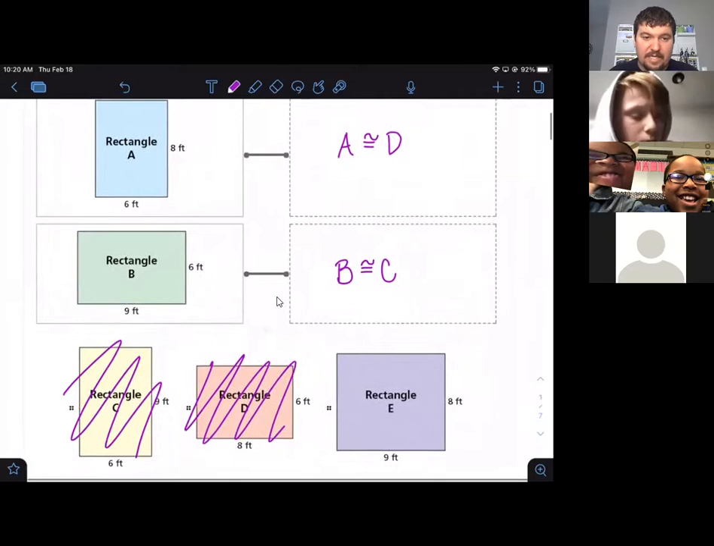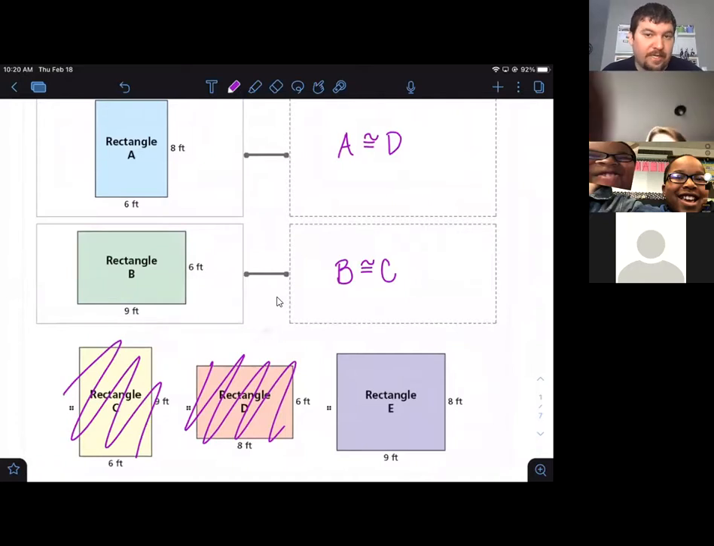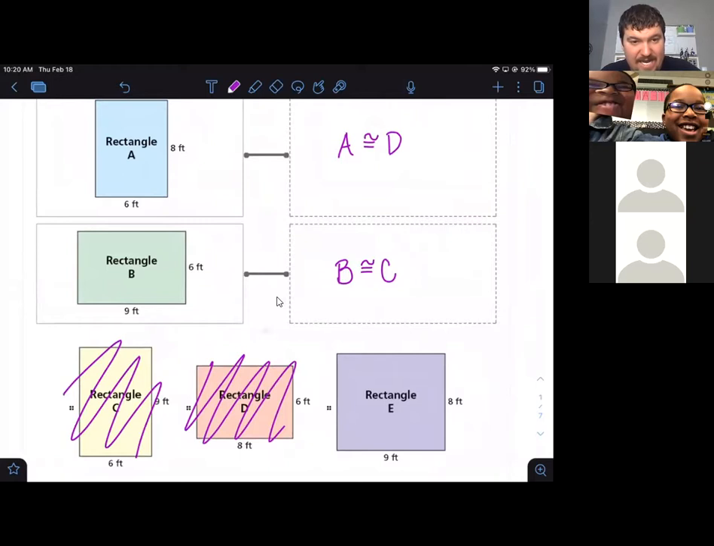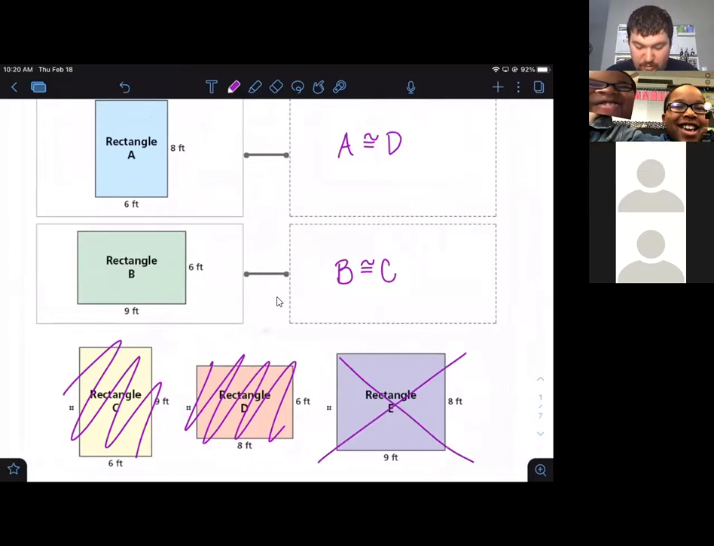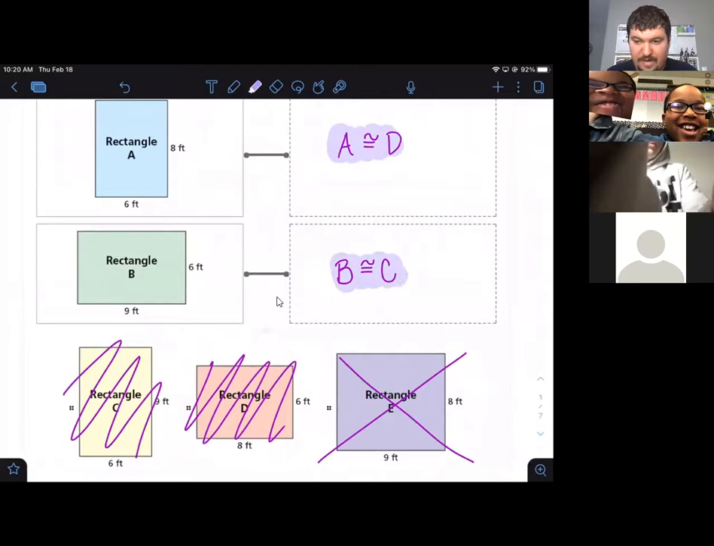Now, rectangle C has obviously been rotated from the way rectangle B looks, but that still results in a congruent rectangle. Rectangle E is 8 by 9, and neither one of these rectangles was 8 by 9. So we're not going to use rectangle E. And that's what you have to have written down for number 1. Everyone good?